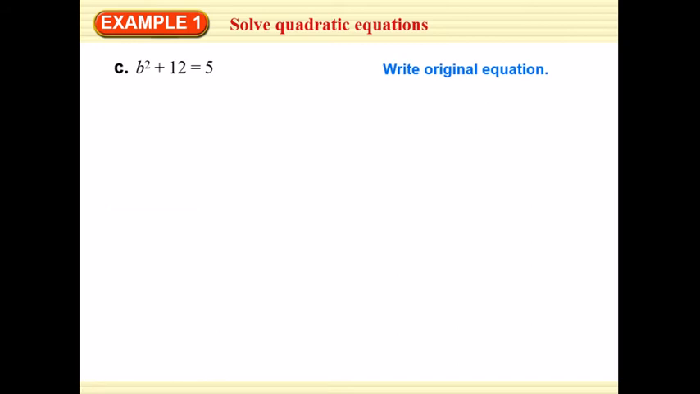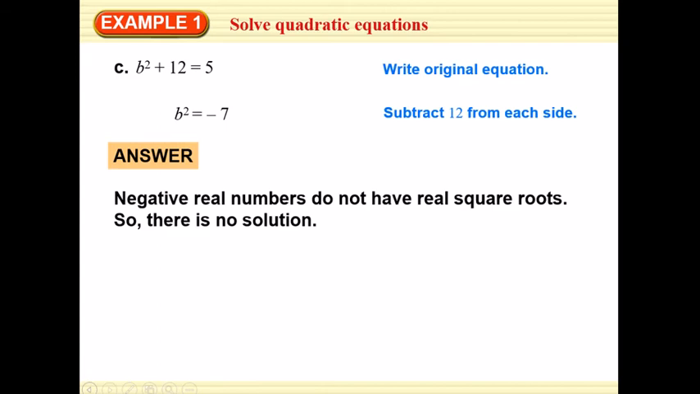Okay, part C here, b squared plus 12 equals 5. Subtract 12 from both sides, and we get a negative. So when I try to type in the square root of a negative number, it's going to say DOMERR, domain error, or it'll just pop up error, or something like that. Negative real numbers do not have real square roots, so there is no solution. So what you would give me is no solution. You would write that out.